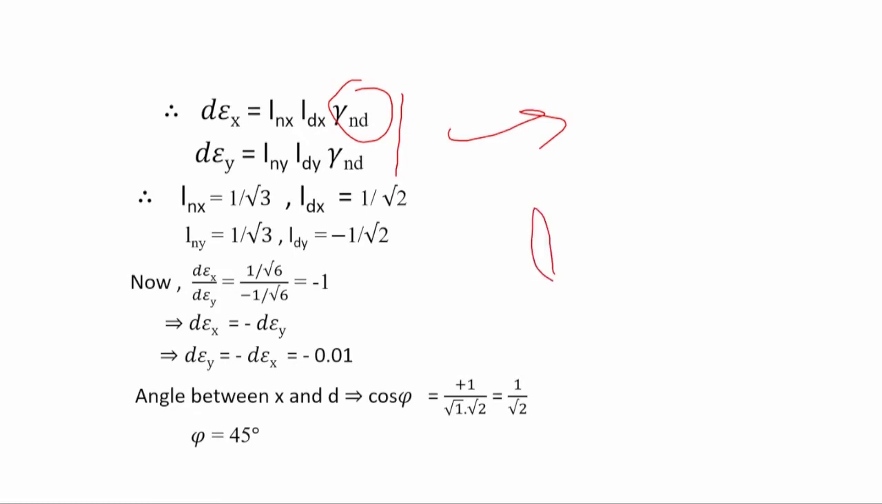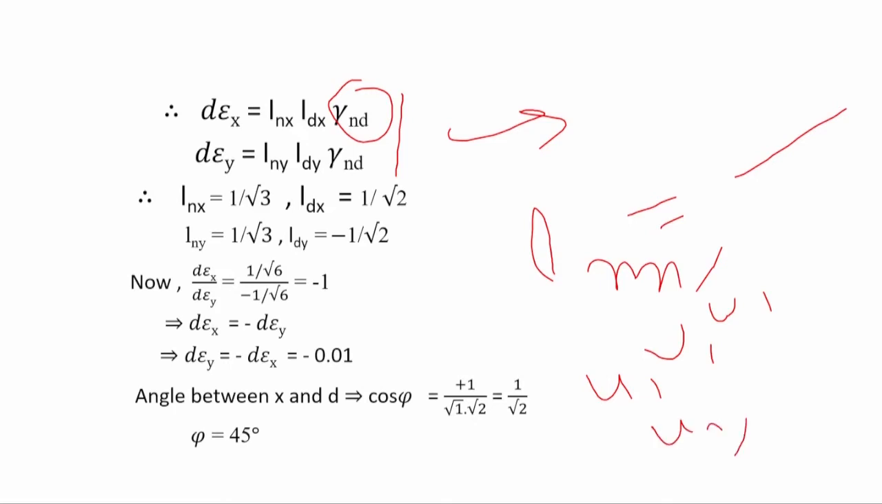Now, how do we estimate the direction cosine l nx mathematically? We know the x direction and the n direction have already been defined, and from these two vectors we can estimate the direction cosine like this. Suppose u1, v1, w1 and u2, v2, w2 are the two directions. Then the direction cosine is u1 u2 plus v1 v2 plus w1 w2, divided by the root of u1 square plus v1 square plus w1 square, times u2 square plus v2 square plus w2 square. This formula we have already derived, showing how we can estimate the direction cosines.